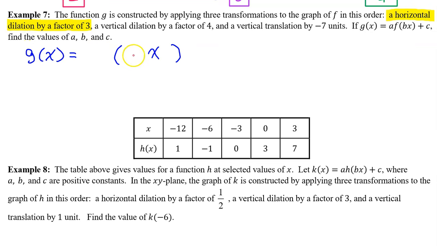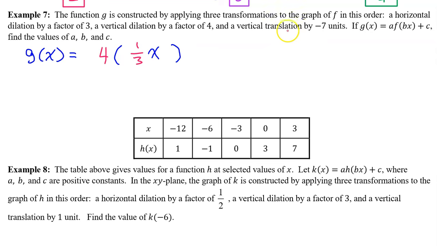Transformations that affect the x values appear on the inside of the parentheses, and they are the opposite of how they sound. So instead of a 3 right here, we will have a 1/3. So this will give a horizontal dilation by a factor of 3. A vertical dilation affects the y values, and that will appear outside of the parentheses. And a dilation is going to be a multiplying factor in the front. So a 4 right here will be a vertical dilation by a factor of 4.